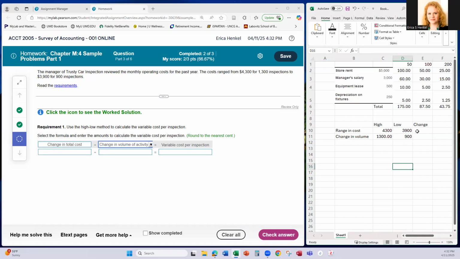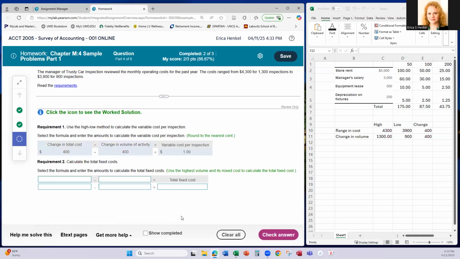So that means that we have a change in cost between our lowest and our highest level of production of $400. And we have a change in volume also of 400 inspections. So plugging these in, 400 divided by 400 gives us a variable cost of $1 per inspection. So we can solve for how much our cost goes up for each additional inspection, and that is the variable cost per inspection.